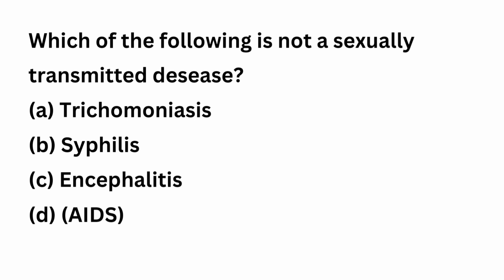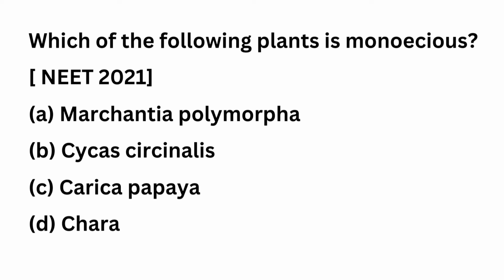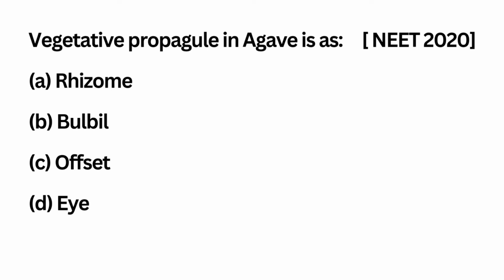Which of the following is not a sexually transmitted disease? Option B, syphilis. Which of the following plants is monoecious? Option D, Chara. Vegetative propagule in agave is a? Correct answer B, bulbil.